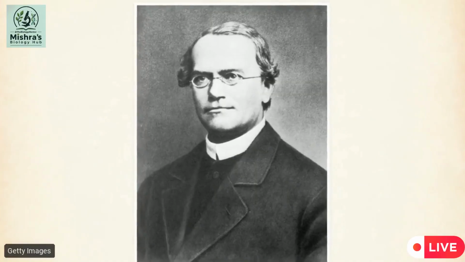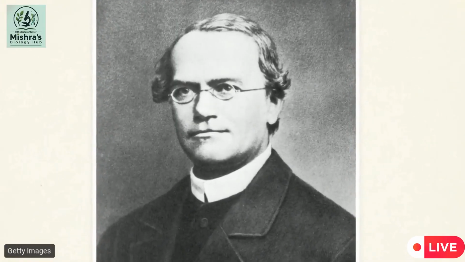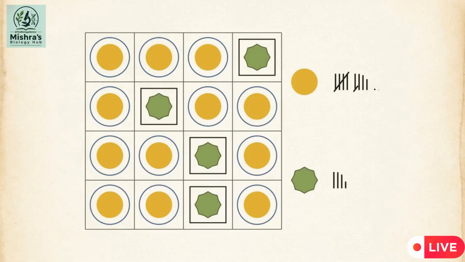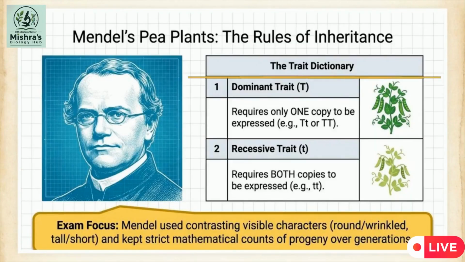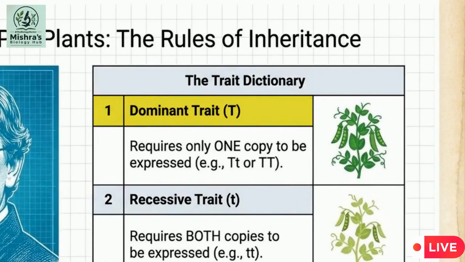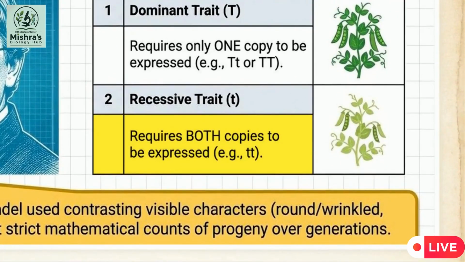Gregor Mendel was the first person to realize that this chaotic collision of blueprints actually followed strict rules. By methodically breeding the simple garden pea and keeping exhaustive mathematical counts of their traits, he cracked the code of inheritance. This trait dictionary table lays out Mendel's core discovery. He categorized traits into two types. Dominant traits, marked with a capital letter, are powerful. They require only one genetic copy from either parent to physically appear. Recessive traits, marked with a lowercase letter, are weaker. They require two exact copies, one from each parent, to successfully manifest.